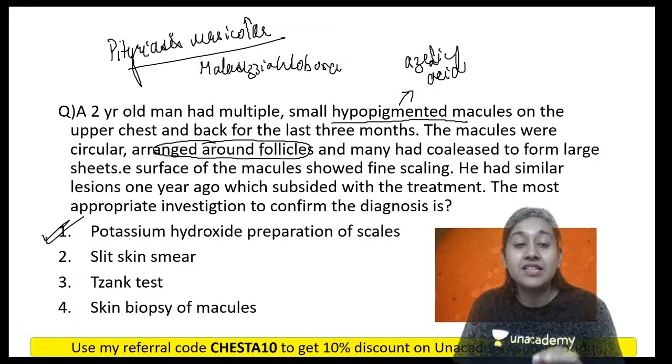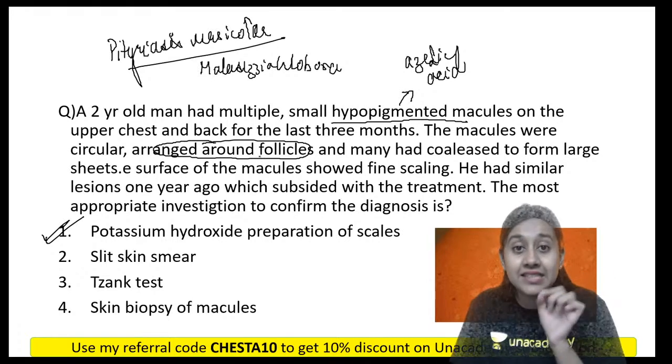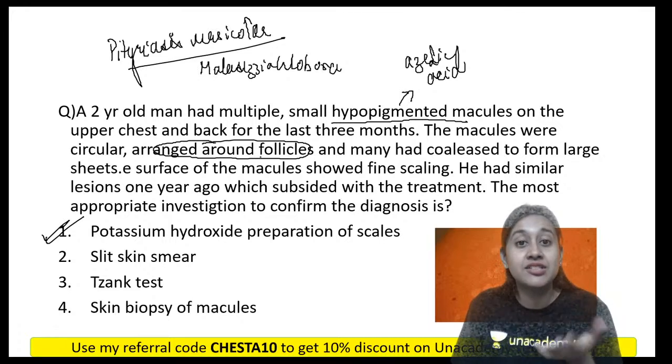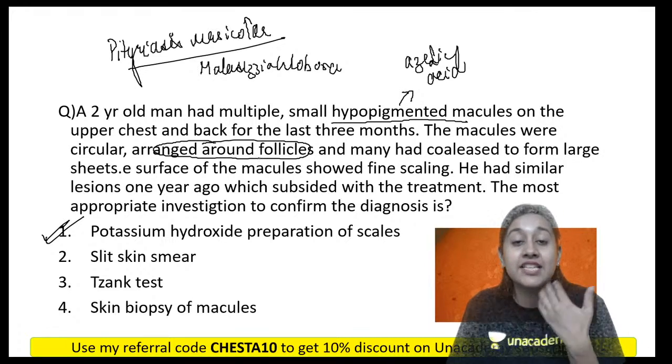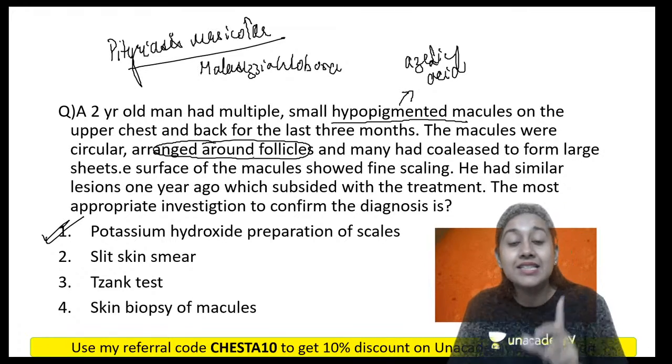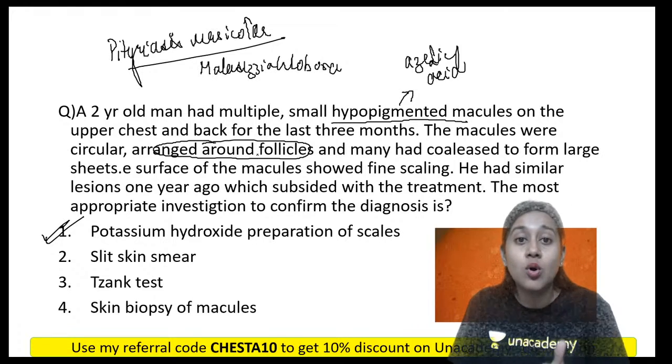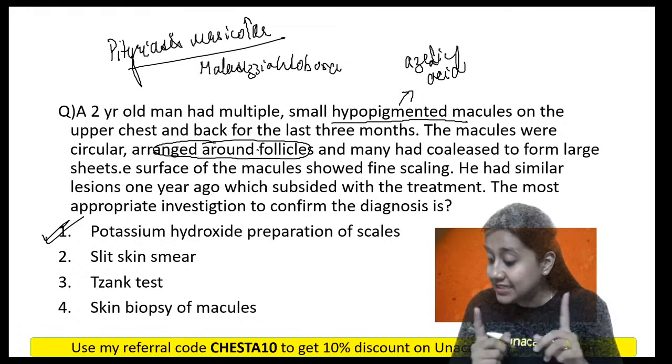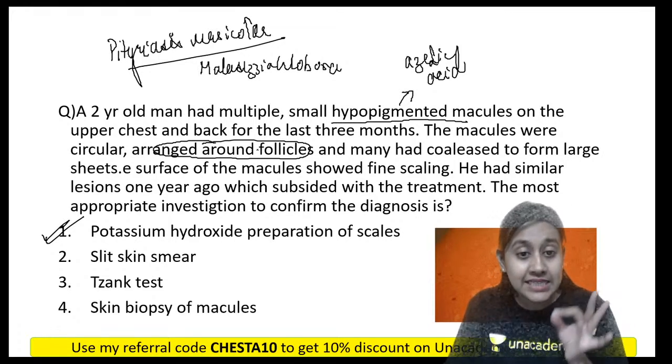And the last point is, if you look at the lesion, you will see fine scales. On scratching these lesions, there is accentuation of the scale. And what is this sign called? This sign is called Besnier's sign. So please remember, all of them are very important exam questions.